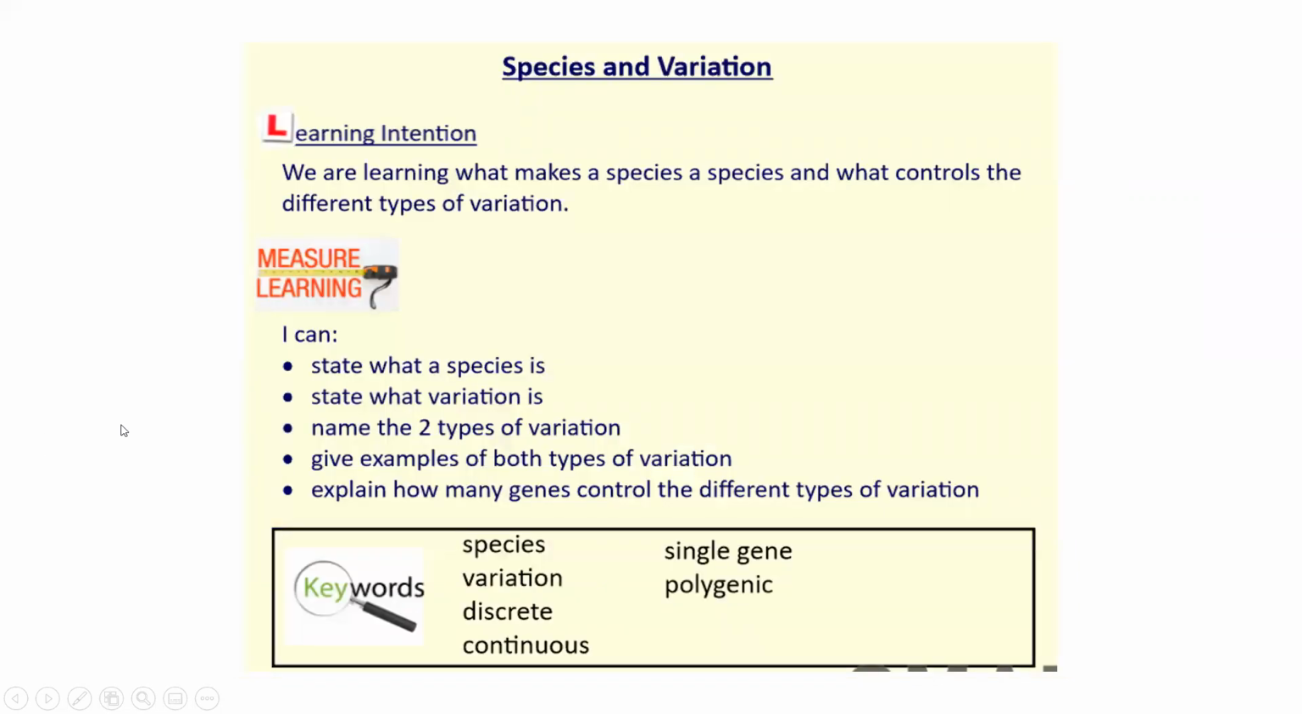And that is it for this video. So you should now be able to state what a species is, state what variation is, and name the two types of variation. And you should also be able to give examples of both types, discrete and continuous. So you can stop the video, and in the next video, we're going to have a look at how these examples, these different characteristics, are actually controlled by our genes.